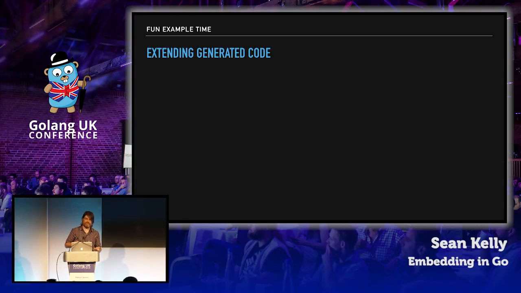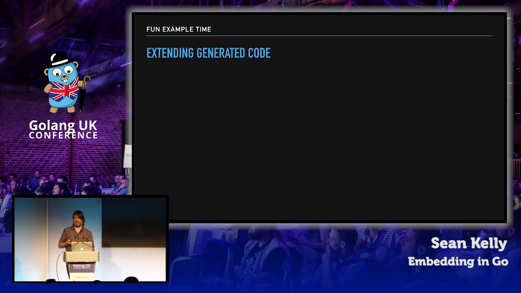Another way that you can use embedding, and this is something that we did at my current company when we built our SDK, is to extend generated code. And this does get in a little bit more. You could do basically the same thing with a classical inheritance model.